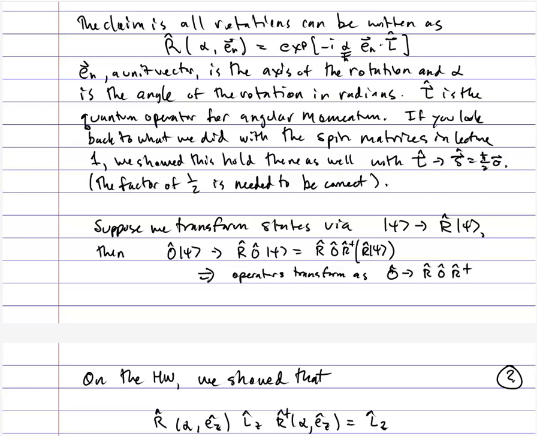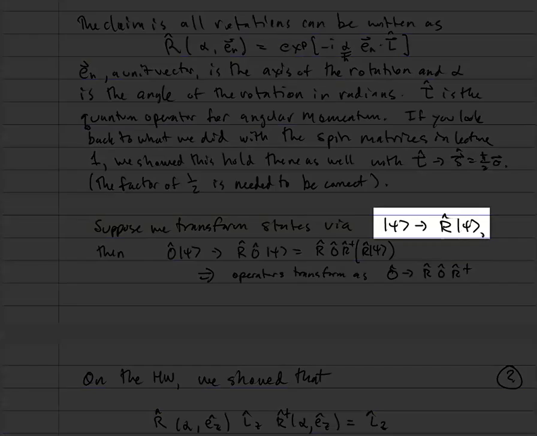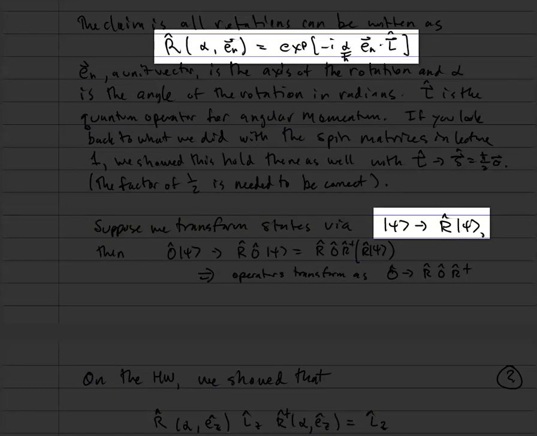All right, so let's assume that we make a transformation on states. Psi goes to R acting on psi. This is a unitary transformation on the states. You can easily see, because that exponential has an i times the Hermitian operator, exponentials of i times Hermitian operators are always unitary.